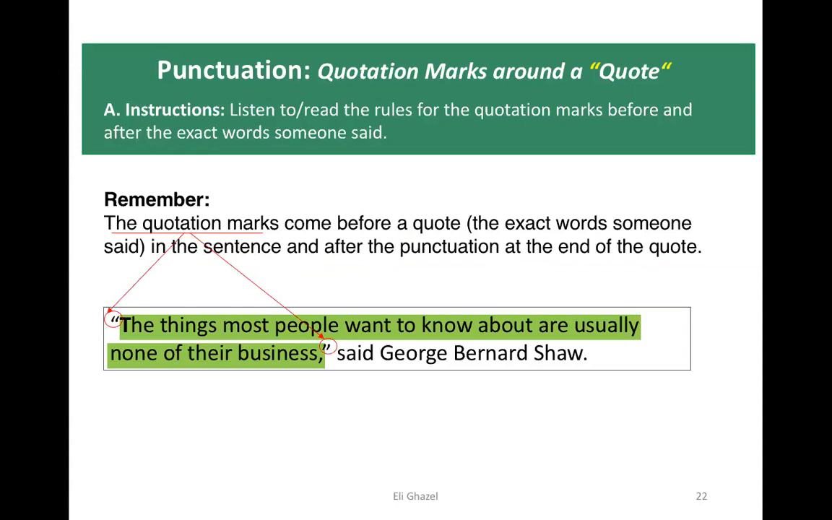There we go. What happened? The direct quote, and we're looking for the punctuation at the end of the quote. There we go. Here it's a comma. Why isn't it a period? Because the person who is saying it is at the end, whereas in the previous one, the person who's saying it is at the beginning. So it's not the end of the sentence, it's just the end of the quote, comma, said George Bernard Shaw, that's the end of the sentence.